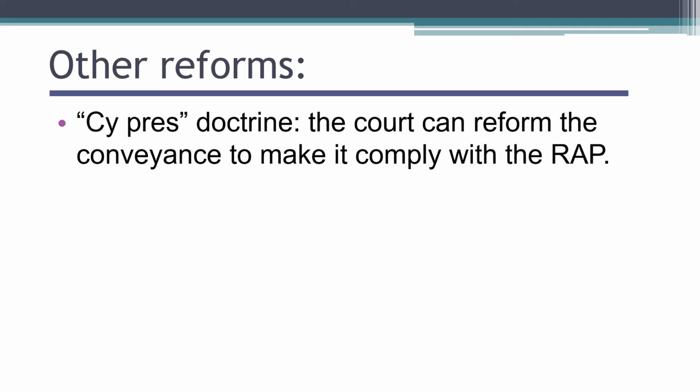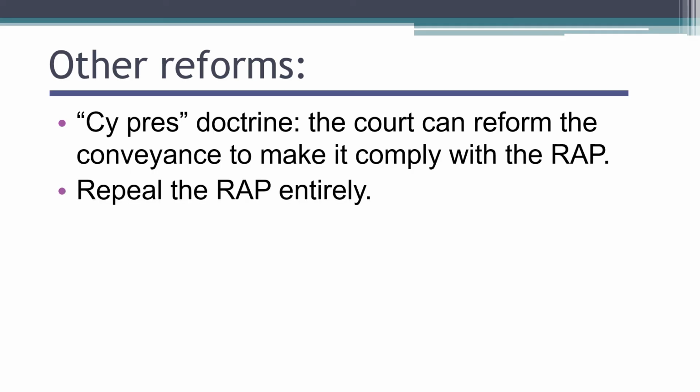Now, there are some other reforms, some other ways that the rule has been modified as well. One of them, and this is invented by the courts, is called the cy pres doctrine. What it says is if the court finds a future interest that is void under the rule against perpetuities, the court can reform the conveyance to make it comply with the rule. Basically, the court, in other words, can rewrite the conveyance so that it will pass muster under the common law rule against perpetuities. And courts in some states have been quite willing to do that.